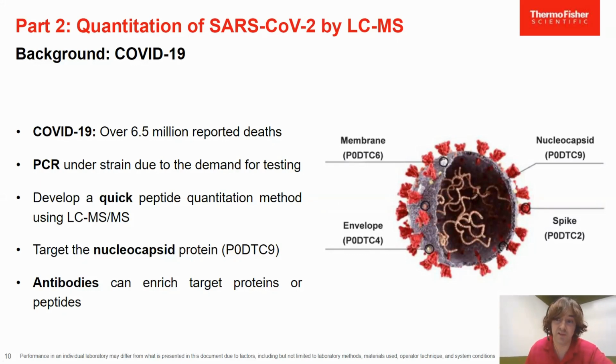Time constraints were taken into account when developing this method, so the method needed to be quick. We decided to primarily target the nucleocapsid due to its internal position in the SARS-CoV-2 virus, reducing the likelihood of any mutations or post-translational modifications occurring. This thereby increases the certainty in our results. Also considered were numerous antibody enrichment techniques that can allow separation of either the target proteins or target peptides from more complex samples.